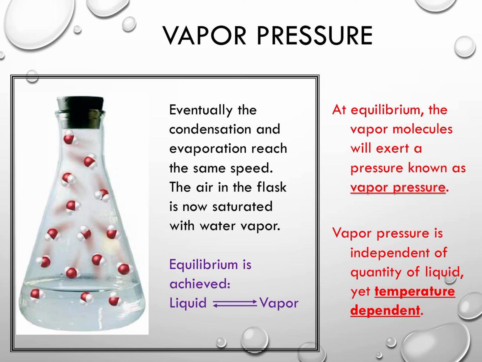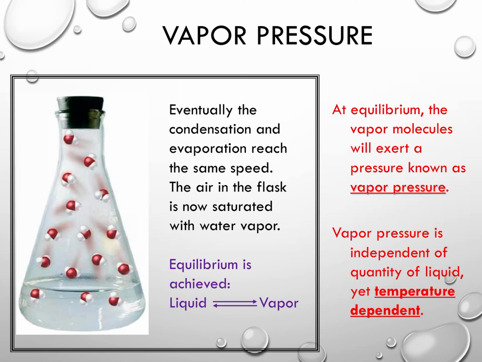But eventually, the speed of evaporation and the speed of condensation reach the same speed. This is what we call an equilibrium. An equilibrium is established. And so the space in the flask is now saturated with water vapor. It's holding as much water vapor as it possibly can. So for every one molecule that goes into the gas phase, another one will condense back into the liquid phase. And so we establish an equilibrium. And at this equilibrium, the molecules that are in the gas phase, the vapor molecules, will exert some pressure on the walls of the container.